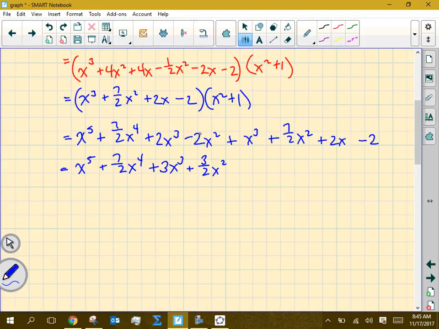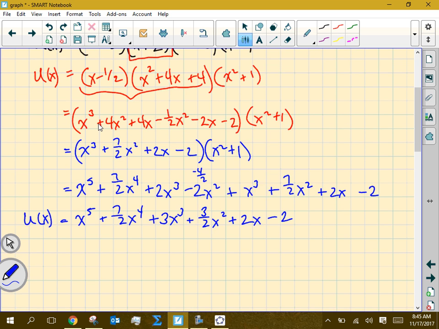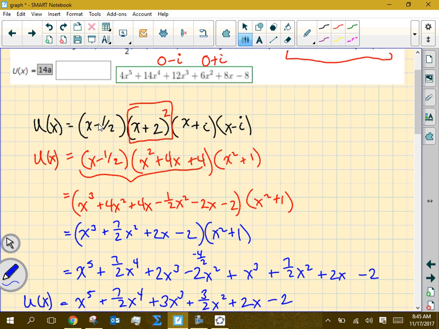Okay. Knowing that this was negative 4/2, negative 4/2 plus 7/2 is a positive 3/2. I did the x cubed. Should be then plus 2x and then minus 2. There's my u of x. Now if I match that up, see if that matches the exact same thing they started me with, and it does not.